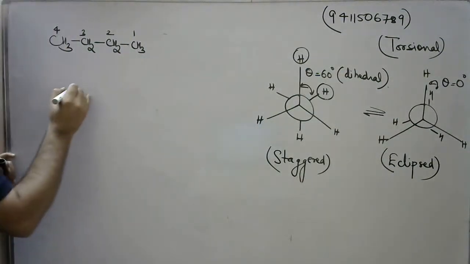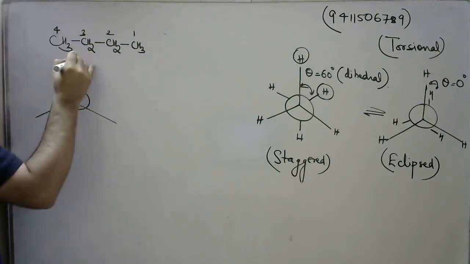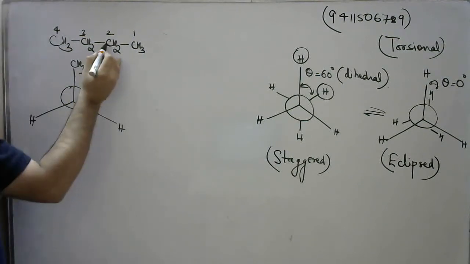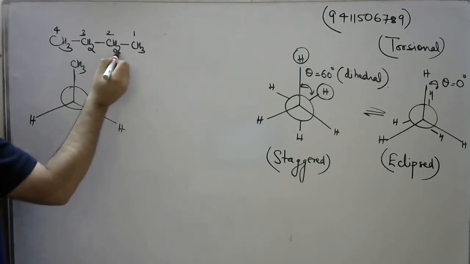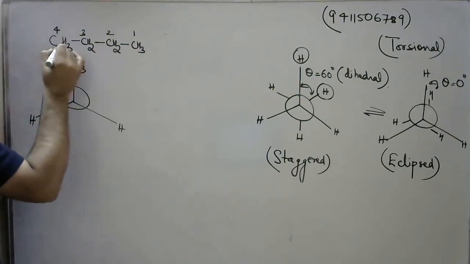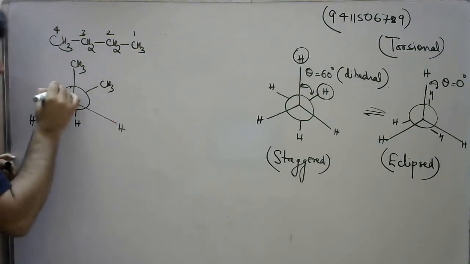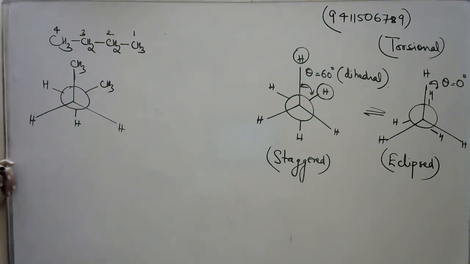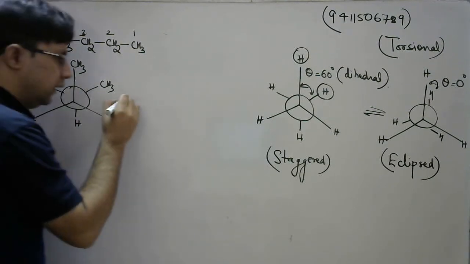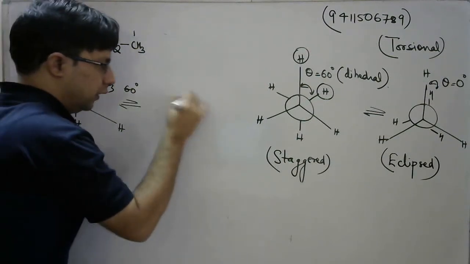So we say that one of the conformers for this molecule is CH3, H, H. Along this C2, there are 2 H and 1 CH3. Along the C3, again there are 2 hydrogen and 1 CH3. And I have represented the structure in this way. In this case, if I rotate it by 60 degrees, I will obtain another conformer.